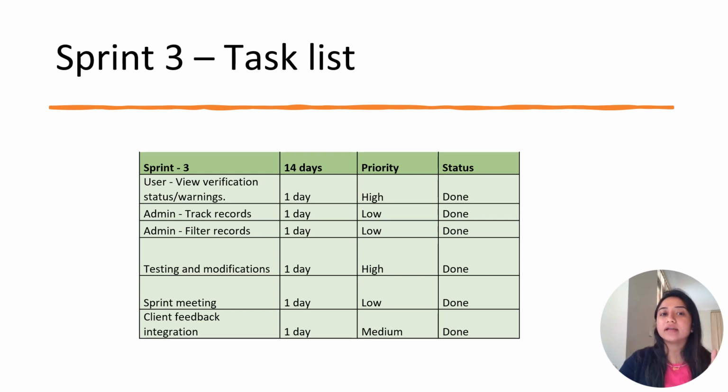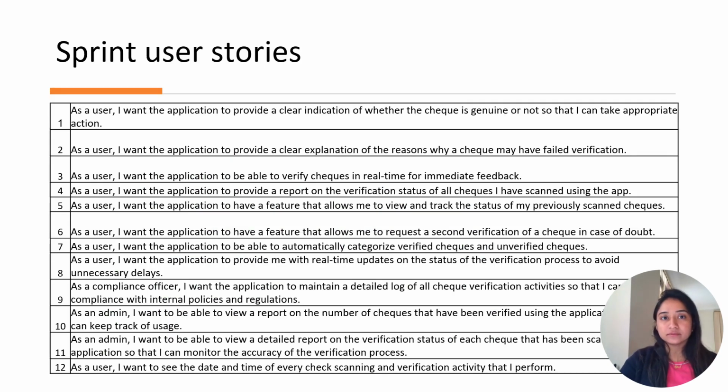We have to divide. The admin can track the records and filter the records: how many users uploaded a check, and what the end date of the check is. Also cancel check and fail check. That is the testing and modification we need in this Sprint 3 because it is the end task. Also the client feedback and the sprint meetings are very important.